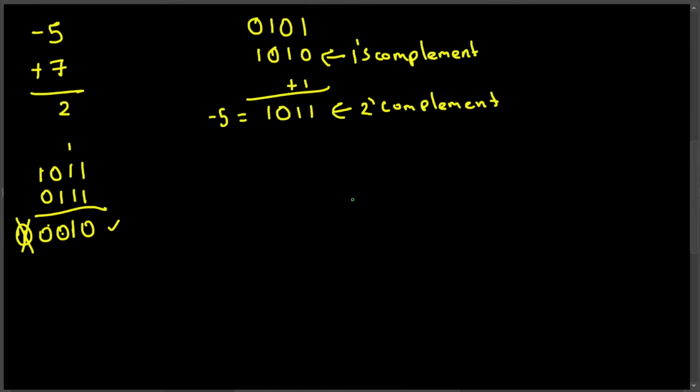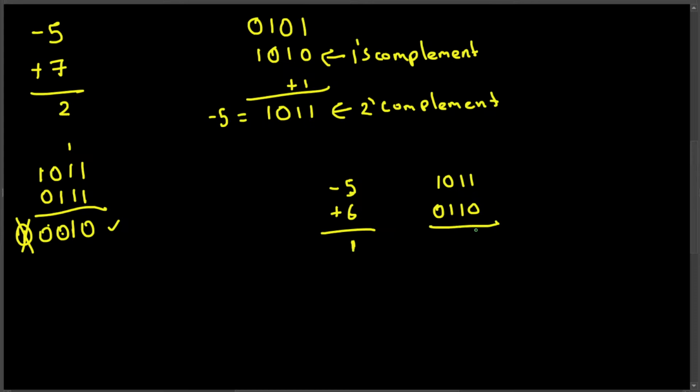Now let's try another example. Let's say we have -5 and a +6. We already have the -5, that is 1 0 1 1, and we have to just add the +6 with that, that is 0 1 1 0. If we add in decimal, that should give us +1 as the answer. Let's see if we are getting this.